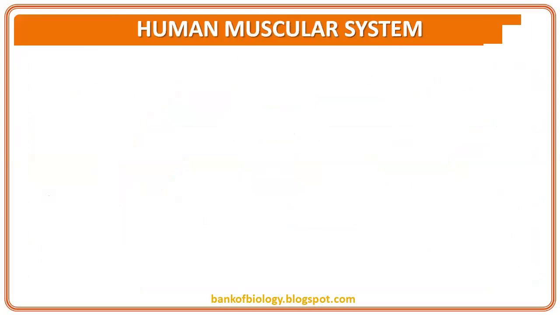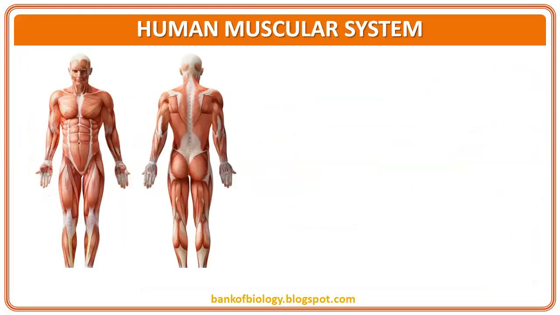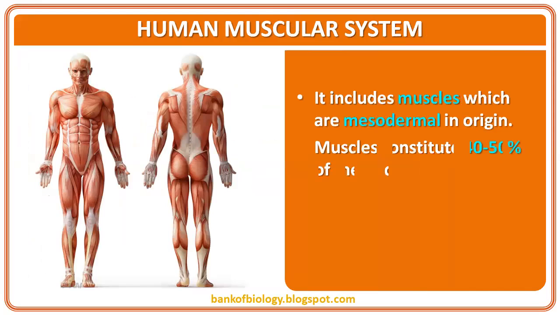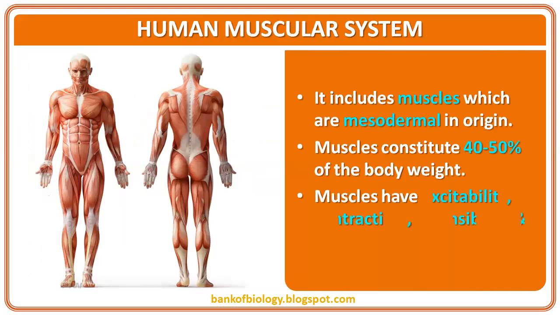So let's see the human muscular system first of all to understand the scenario of muscle contraction. Muscle contraction is an area which includes a lot of applications. The human muscular system includes muscles which are mesodermal in origin. The muscles constitute 40 to 50% of the body weight. The muscles have excitability, contractility, extensibility and elasticity.